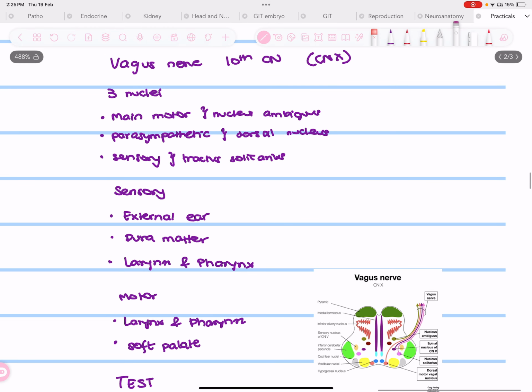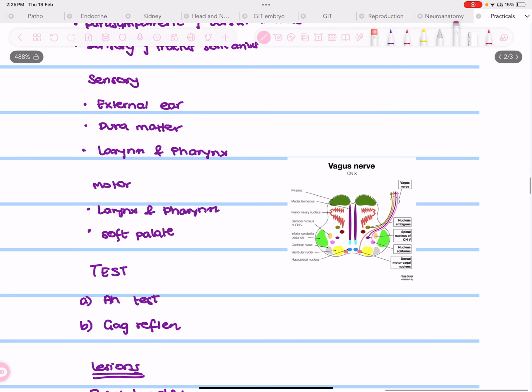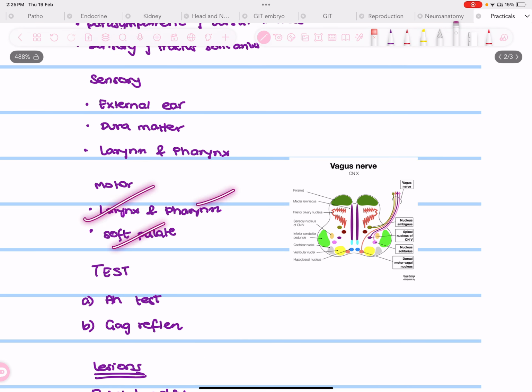Now, this is a mixed nerve. It gives both sensory as well as motor innervation. Sensory innervations are given to the external ear, dura mater, larynx, and the pharynx. Motor innervations are given to larynx, pharynx, and soft palate. You can see the muscle tables in your Snell's book, and you'll notice how the entire larynx is supplied by recurrent and external laryngeal nerve. So those are the branches of the vagus nerve, right?